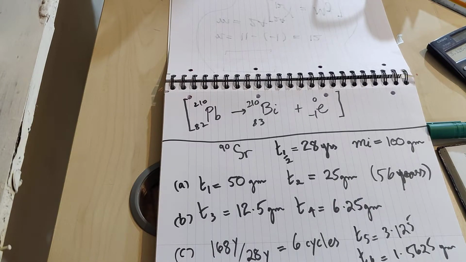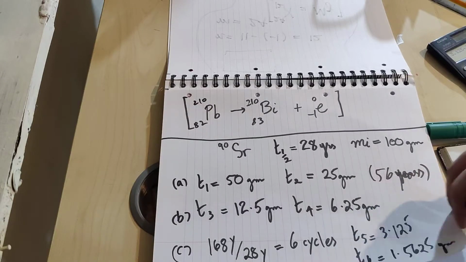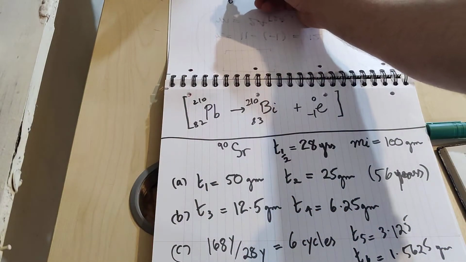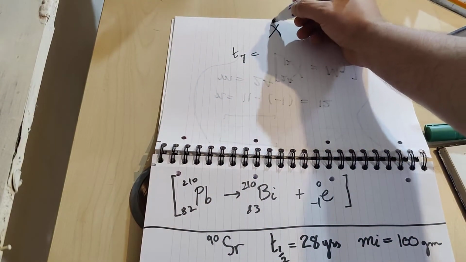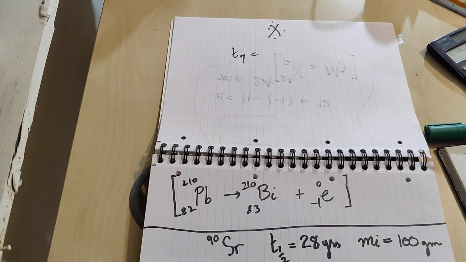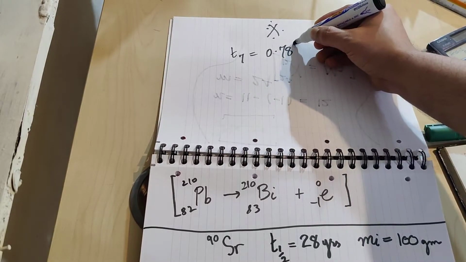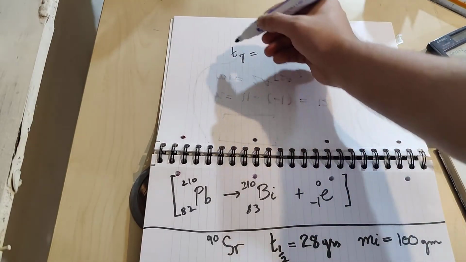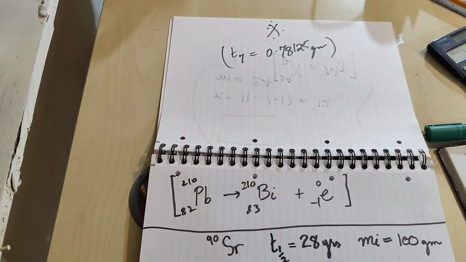So the next question is a bit tricky. It says, how many cycles need to elapse before less than 1 gram remains? So we know 6 cycles would leave us 1.6 grams. And then how many more? So T7, I'm just continuing here, T7 would leave us 0.78125 grams. So the 7th cycle would bring it below 1.